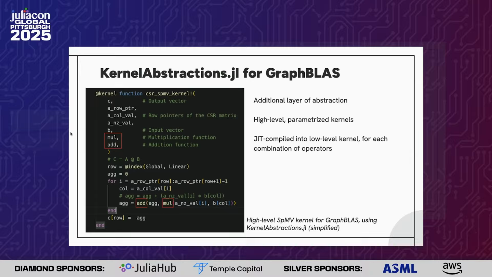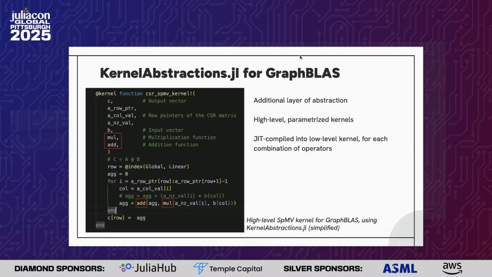On the left, you can see that we're able to define our sparse matrix vector multiplication kernel by giving functions as parameters. Here, the move and add parameters can be any Julia functions that have the appropriate number of parameters. And this is basically all it takes to implement the sparse matrix vector multiplication according to the GraphBLAS standard.